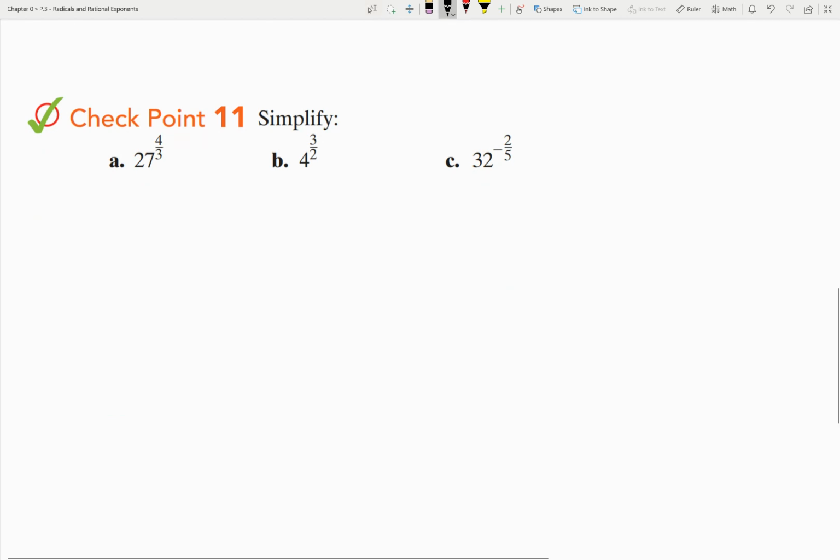So these three: the cube root of 27 is 3, 3 to the fourth power is 81. The square root of 4 is 2, 2 to the third power is 8. Again, the first step here is to move it to the bottom of a fraction. The fifth root of 32 is 2, squared is 4.